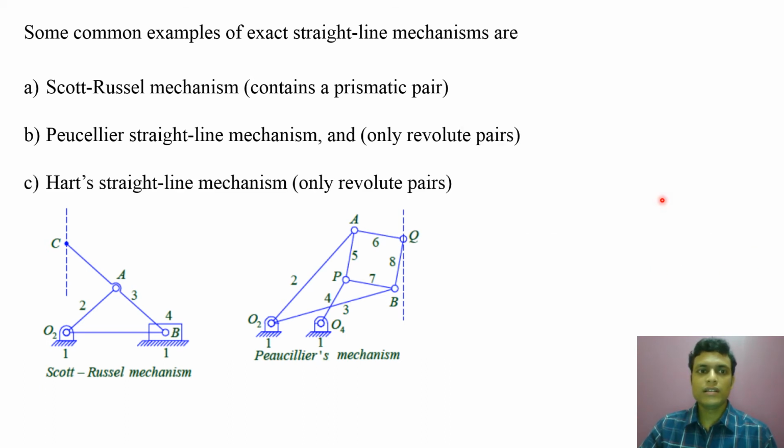The next one is Hart straight line mechanism, which also contains only revolute pairs. I am not showing this in detail. Just remember the name Hart straight line mechanism.